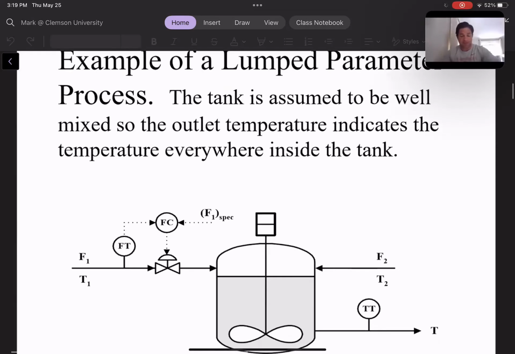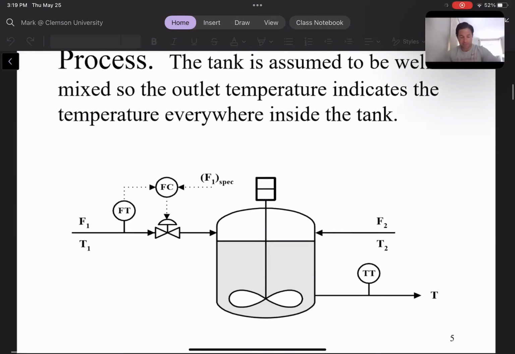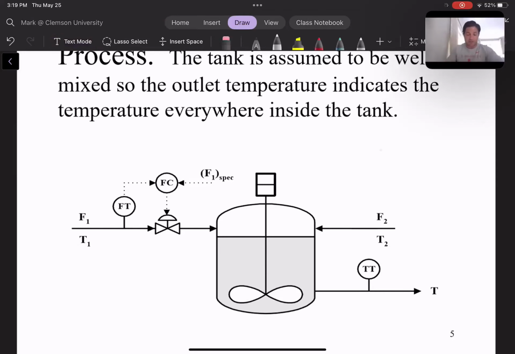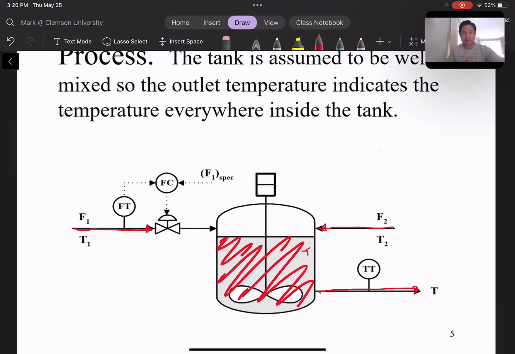So here's an example of a lumped parameter process. This is an example of a thermal mixer where there are two streams entering the process. Here we have stream 1 at a given temperature, and stream 2 at another temperature, and then an outlet stream from the process. In the lumped parameter model, we assume it's well mixed, and the temperature inside here is constant. We also can assume things like constant volume, and perhaps constant density. Again, density is a function of temperature.